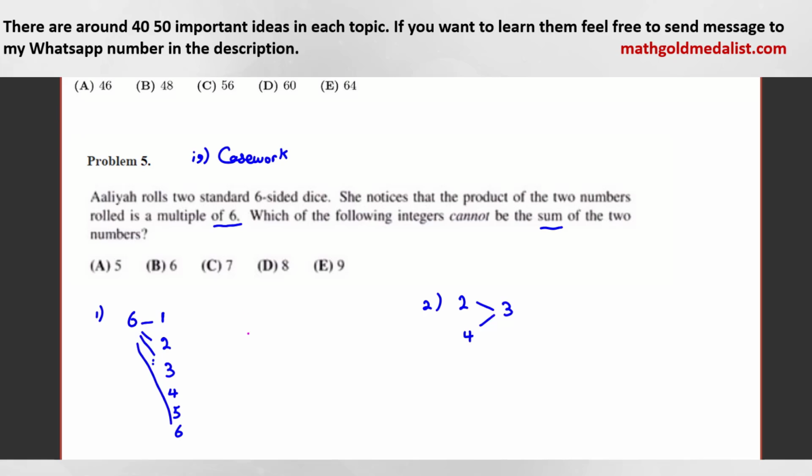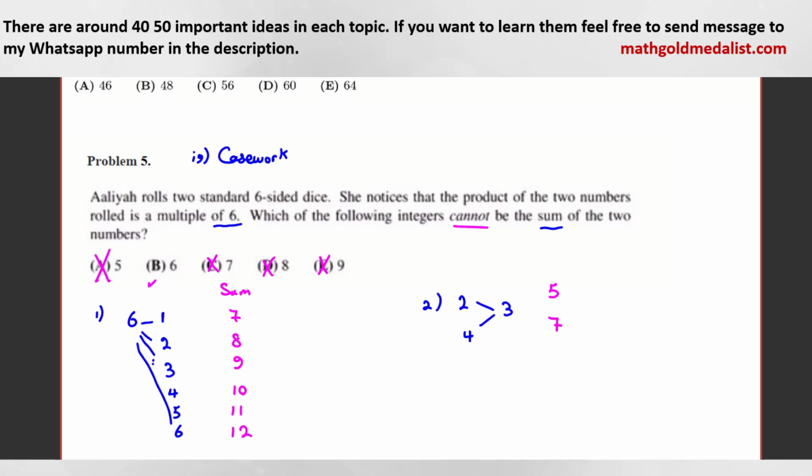Now let's consider the sum. 6 plus 1, 7, 6 plus 2, 8, 6 plus 3, 9, 6 plus 4, 10, 6 plus 5, 11, 6 plus 6, 12. Here in this case, the sum is what? 2 plus 3, 5, 4 plus 3, 7. So in A, we have 5, so we can reject this because it just cannot be. 6, we don't have 6, so the answer is 6. Let's check other choices. 7, here we have 7, 8, and 9. So the answer is choice B, and we solved it by simple casework.